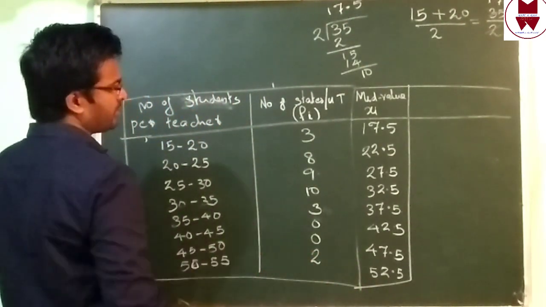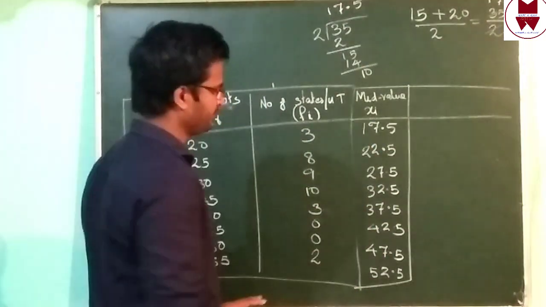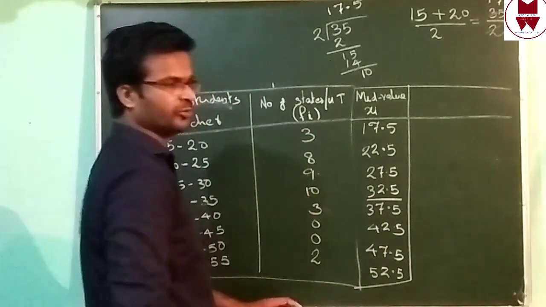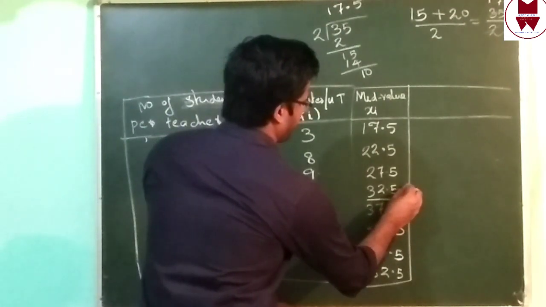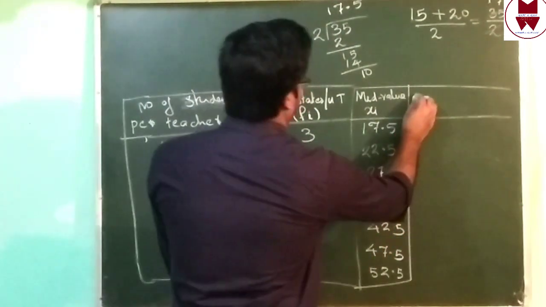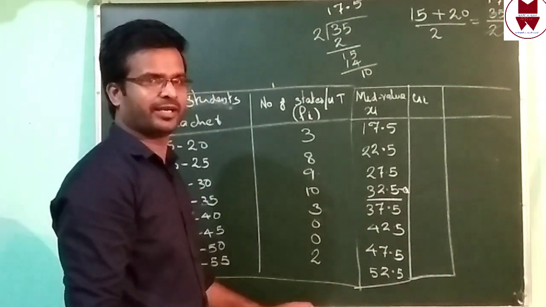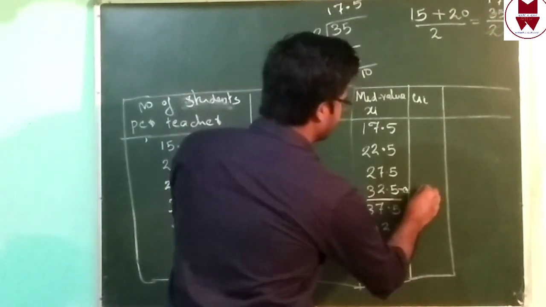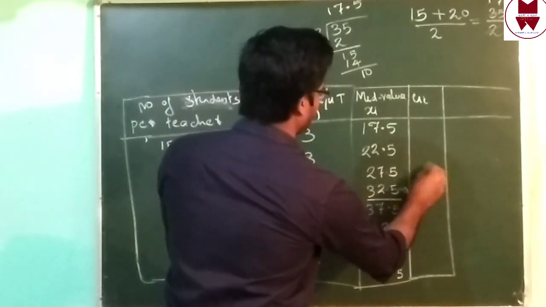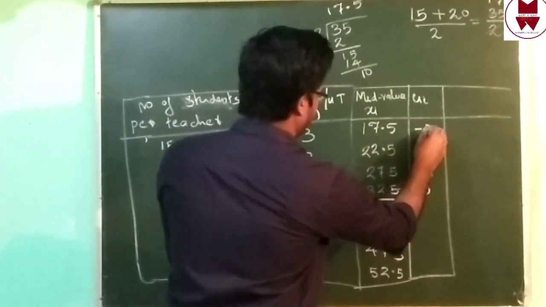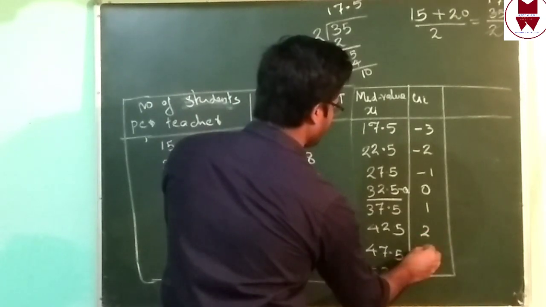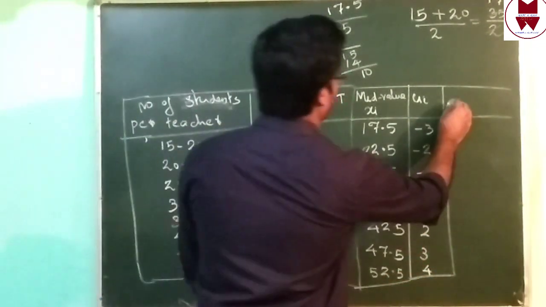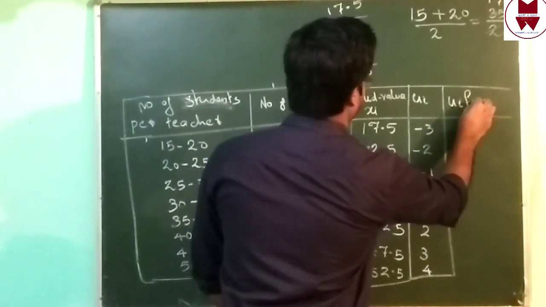Then you can choose one number as assumed mean. You can choose this one. Any number you can use. I am going to take 32.5 as A, assumed mean. The next ui. How can we write ui using the shortcut method? First we will write in here 0, isn't it? Then upside -1, -2, -3. Then downside 1, 2, 3, 4. Directly we will get.